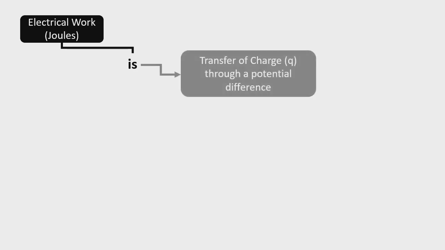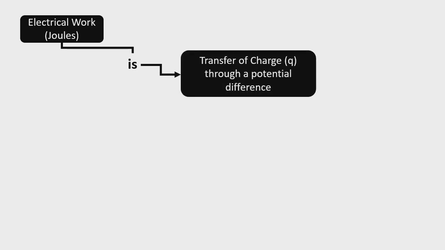Electric power. The electrical work is given by the unit of joules. The electrical work is the transfer of charge, which is Q, through a potential difference. This is given by the illustration.